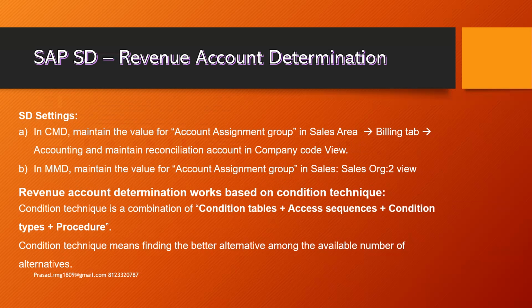Revenue account determination also works based on the condition technique concept like the pricing procedure. We all know that condition technique is a combination of condition tables, access sequences, and condition types plus the respective procedure. Condition technique means finding the better alternative among the available number of alternatives. This is what we have learned in our pricing also.